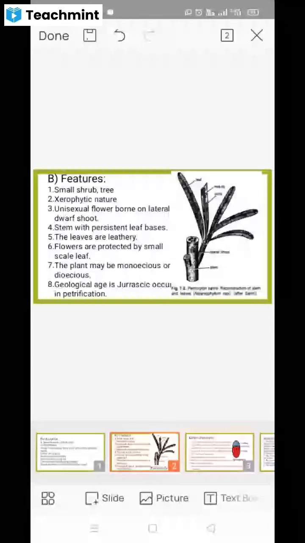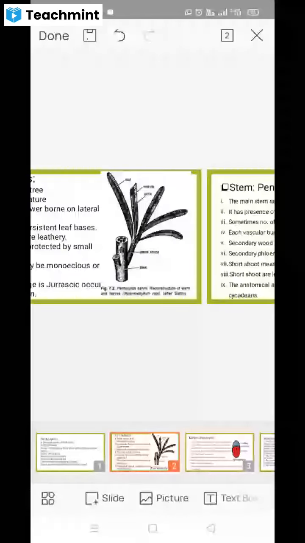So Lepidodendron and Lyginopteris, these two genera come in the Carboniferous period, and Pentoxylon comes in the Jurassic era. Same in the petrification forms. Then let's discuss the characters of the stem of Pentoxylon, which is also called Pentoxylon sahnii. So here we discuss the anatomical structures of the stem.